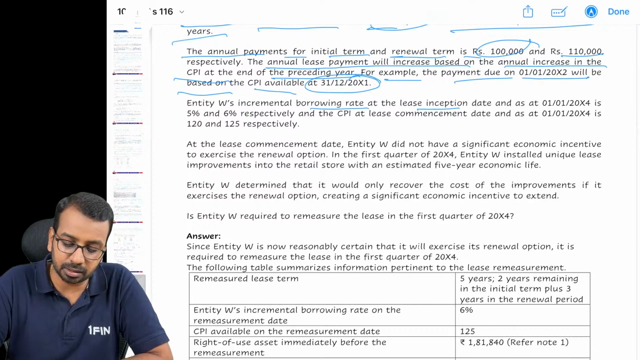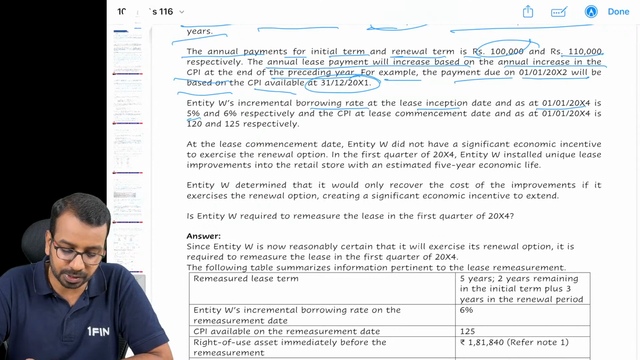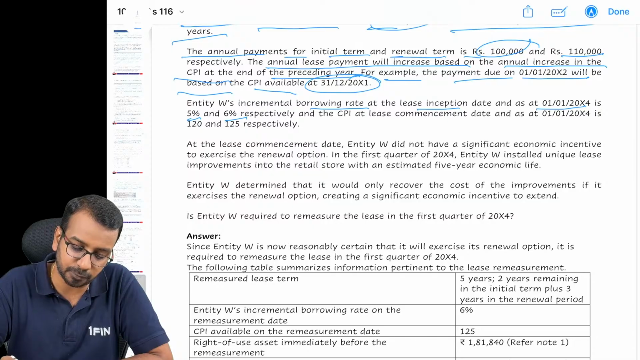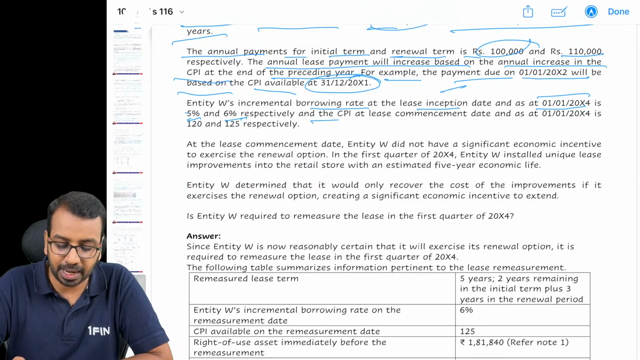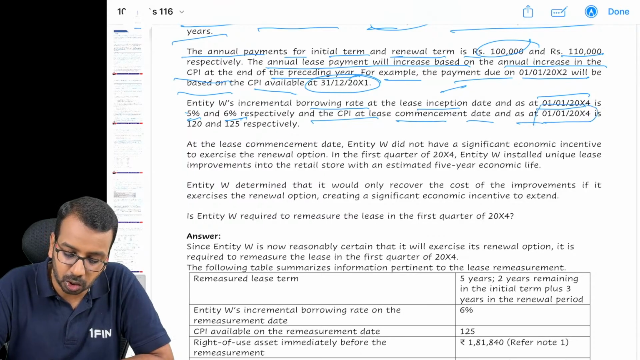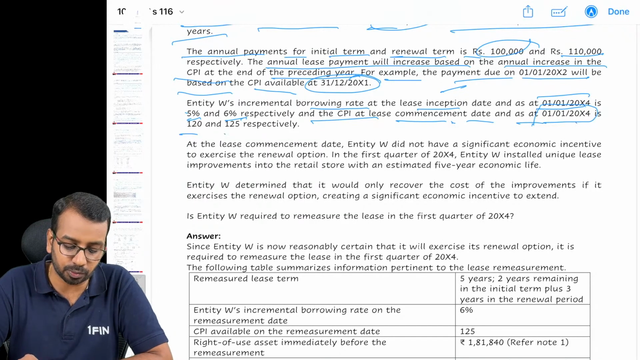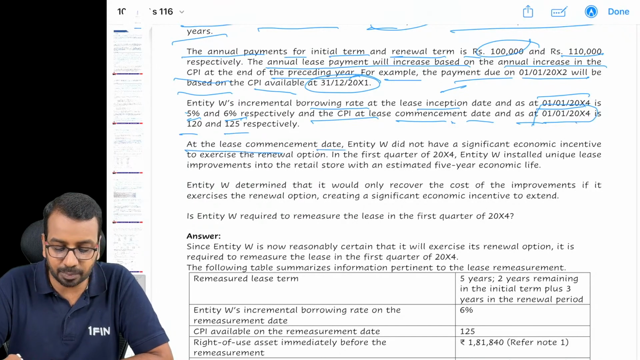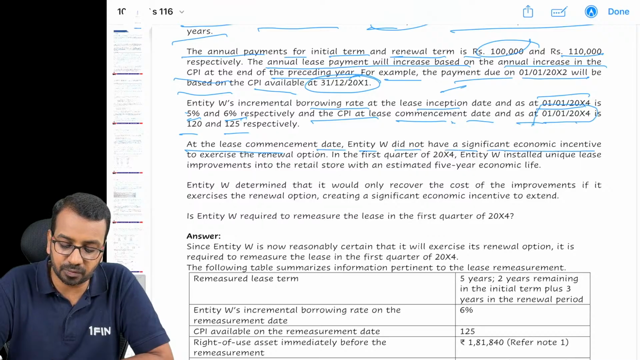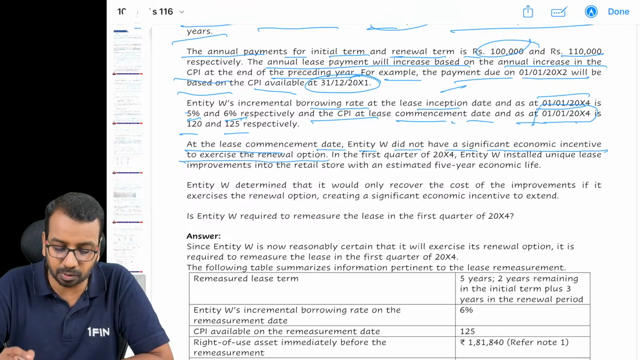Incremental borrowing rate on inception date is 5% and subsequent date is 6%. Sorry, inception date is 5% and 1st of January is 6%. And the CPI at the lease commencement and as at 1st of January is 120 and 125. At the lease commencement date, Entity W does not have significant economic incentive to exercise the renewal option.